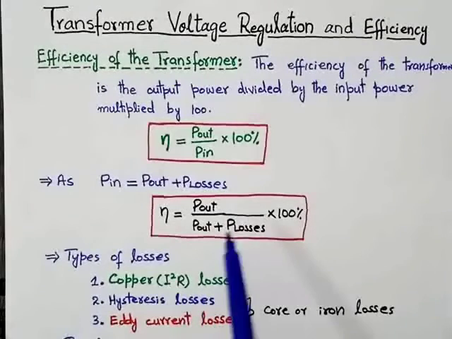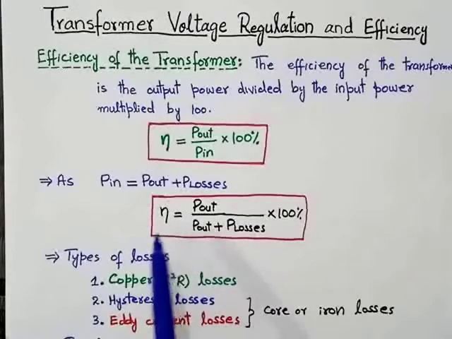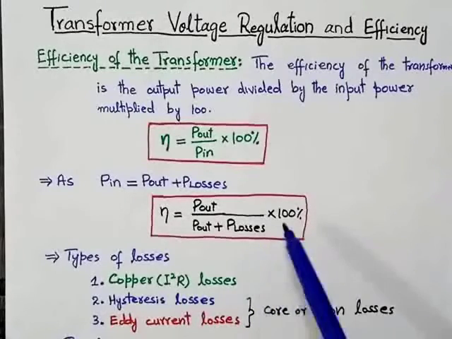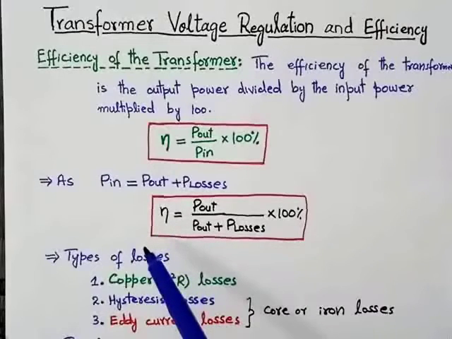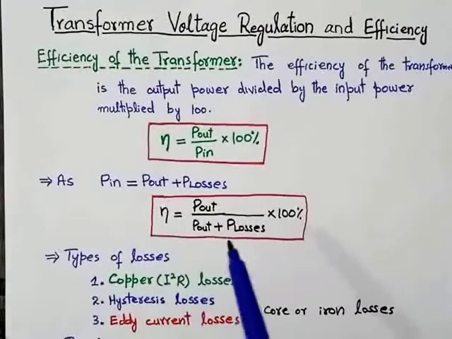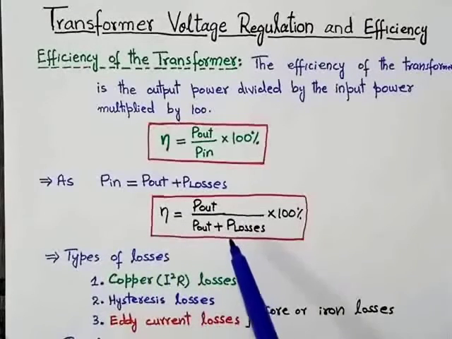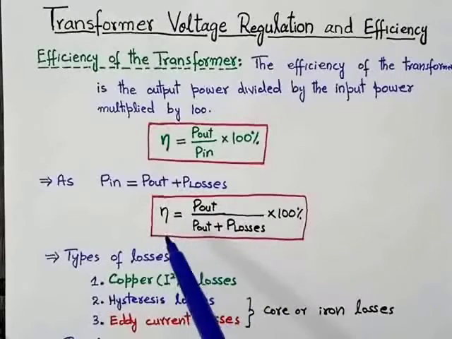Now, as you can see in this equation, the relationship between losses and efficiency is inversely proportional. It means when the losses of the transformer increase, the efficiency of the transformer will decrease. Because the relationship is inversely proportional, if the losses are minimum, then the efficiency of the transformer will be maximum.